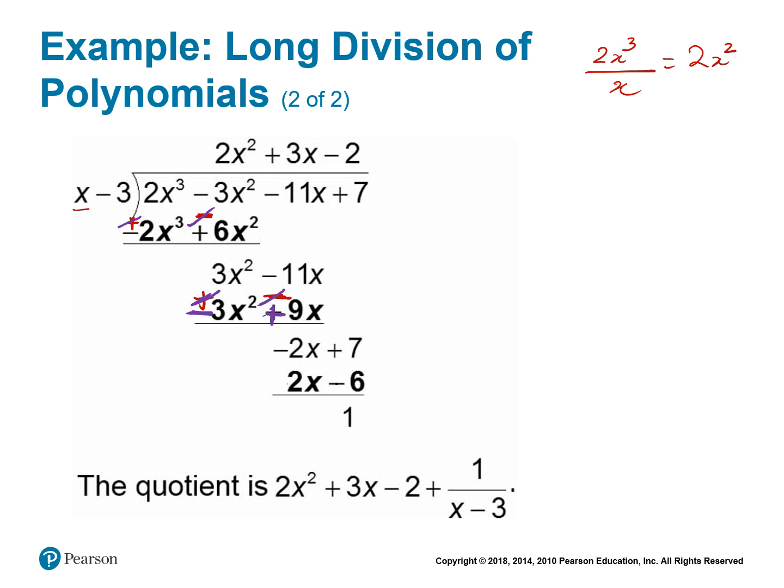So minus 11x plus 9x is minus 2x, correct? Minus 2x, and this term is zeroed out. So minus 2x, and then we bring down the fourth term from the original dividend. So this plus 7 comes down, and we follow the same process.